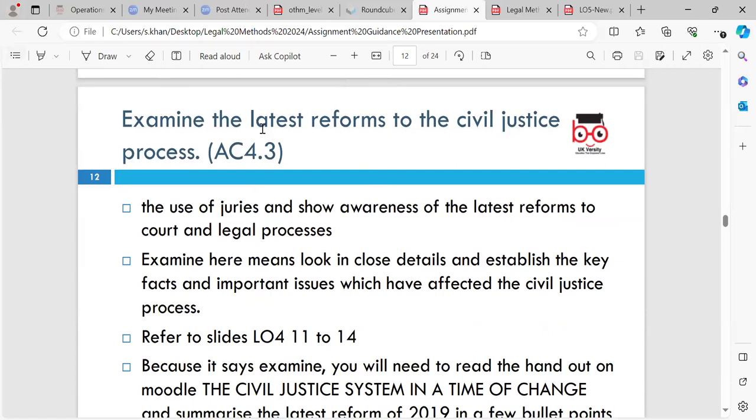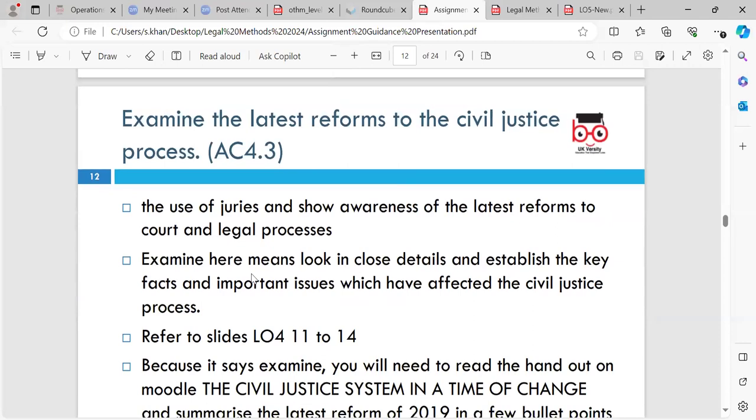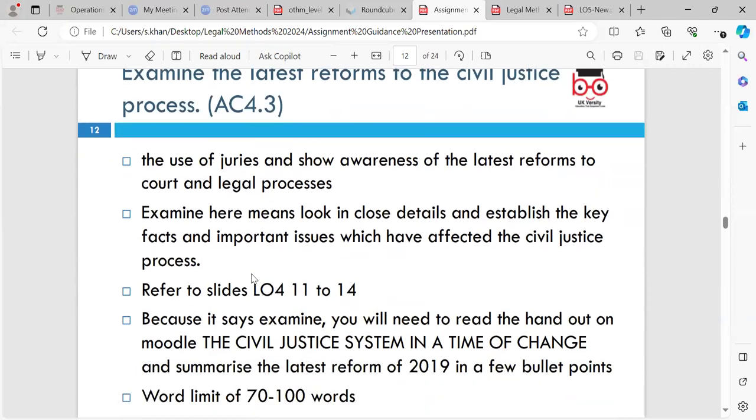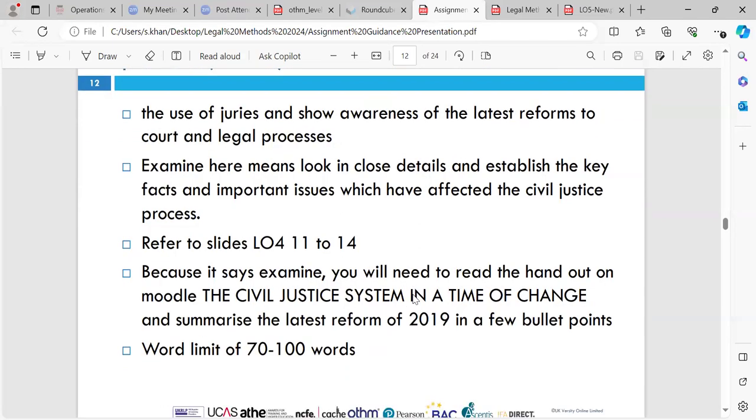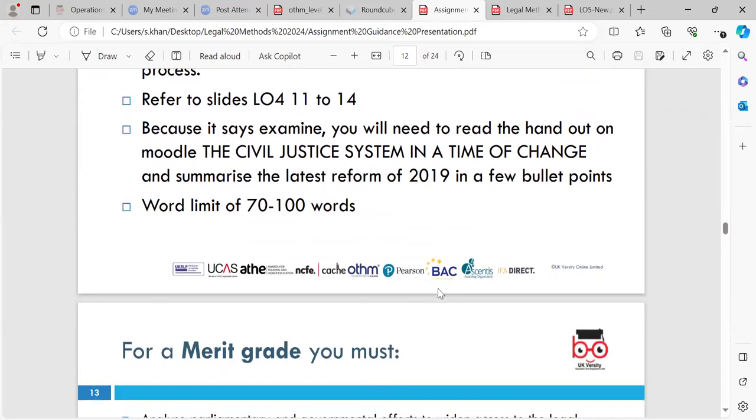Then this is the next part, which is to examine the latest reforms of the civil justice system at 4.3 and look at the use of juries and show awareness of the latest reforms to court and legal processes. Examine here means look in close detail and establish the key facts and important issues which affected the civil justice process. Refer to slides learning outcome 4, 11 to 14. Because it says examine, you will need to read the handout on Moodle, which is called Civil Justice System in a Time of Change, and summarize this in a few bullet points, so 70 to 100 words.